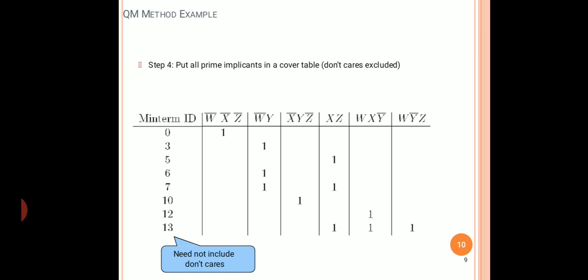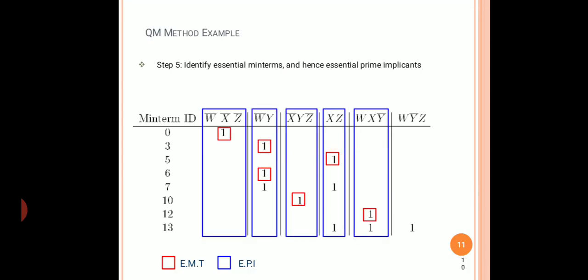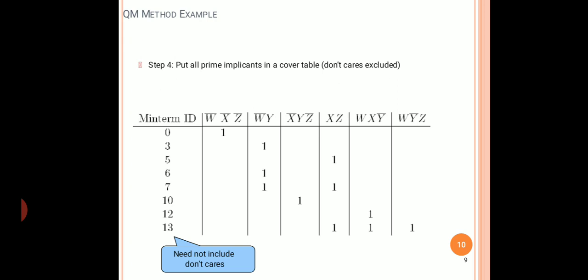W bar, X bar, Z bar are the PIs. The EPIs, that is essential prime implicants, are nothing but the terms in front of which there is no merge mark. They cannot be merged with any other number further. Then over the W bar, X bar, Z bar, we can write the corresponding min terms over there.